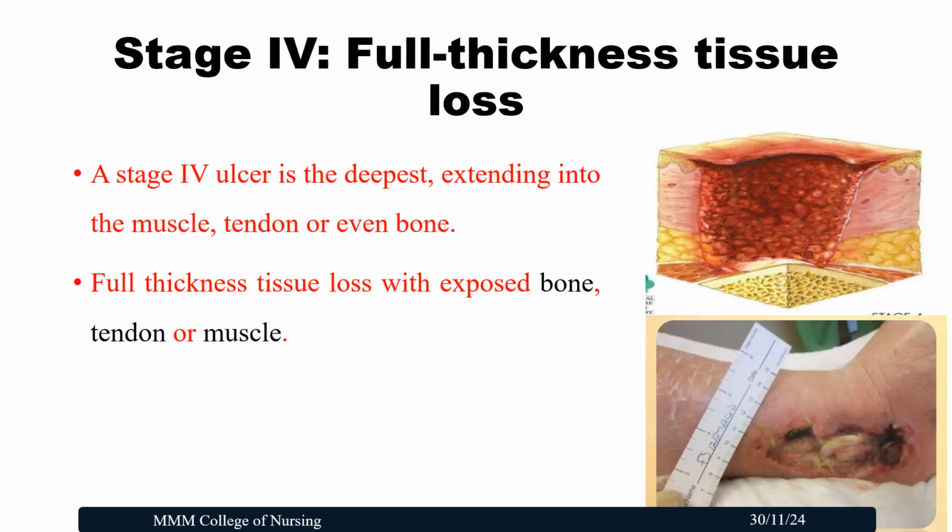Stage 4 is a full thickness tissue loss. Here, stage 4 is the deepest, extending into the muscles, tendon and even the bone. So the full thickness of the tissue will be lost, with exposed bone, tendon and muscles.